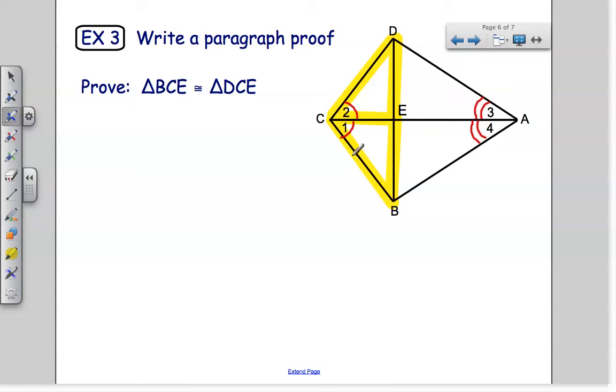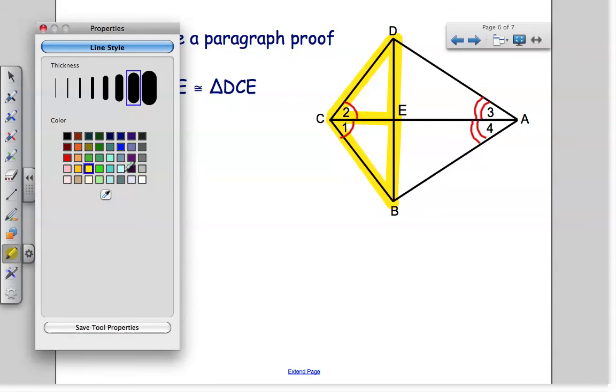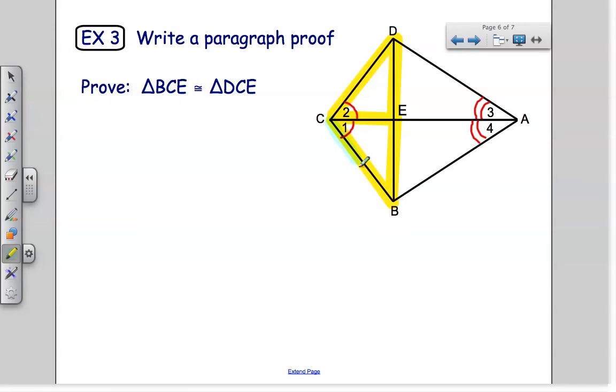Now I'm going to get rid of that tick mark. But I'm hoping that you took a look and said, well, maybe I can use these larger triangles here. What if I use triangle CBA and triangle CDA? Well, if I use those, I think those triangles are congruent based on what I'm given.